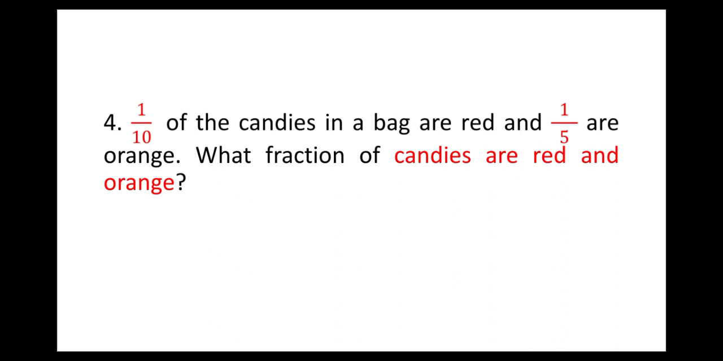Okay ji. So this is question number 4. 1 upon 10 of the candies in a bag are red and 1 upon 5 are orange. What fraction of candies are red and orange? In this question, and is a clue word because we find the total number of candies. So we apply the addition operation on these fractions. The candies in the red bag are 1 upon 10 and in the orange bag 1 upon 5.